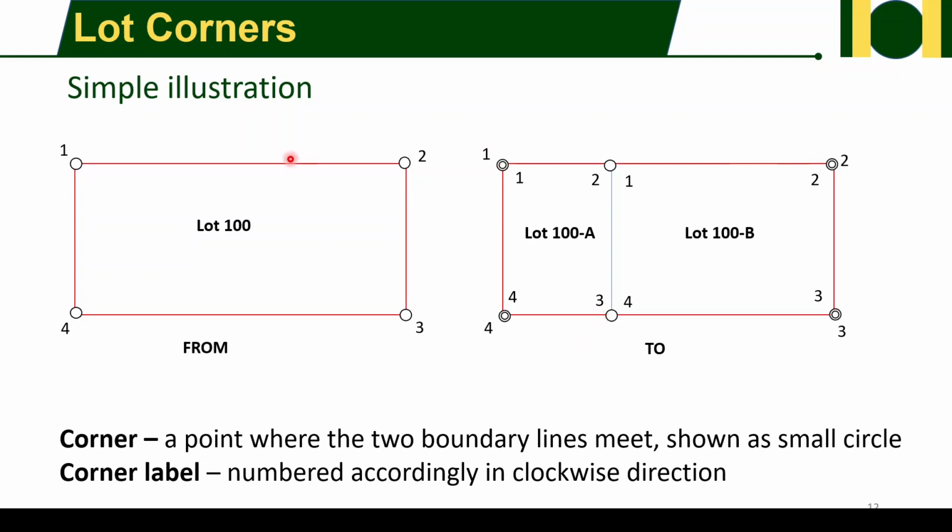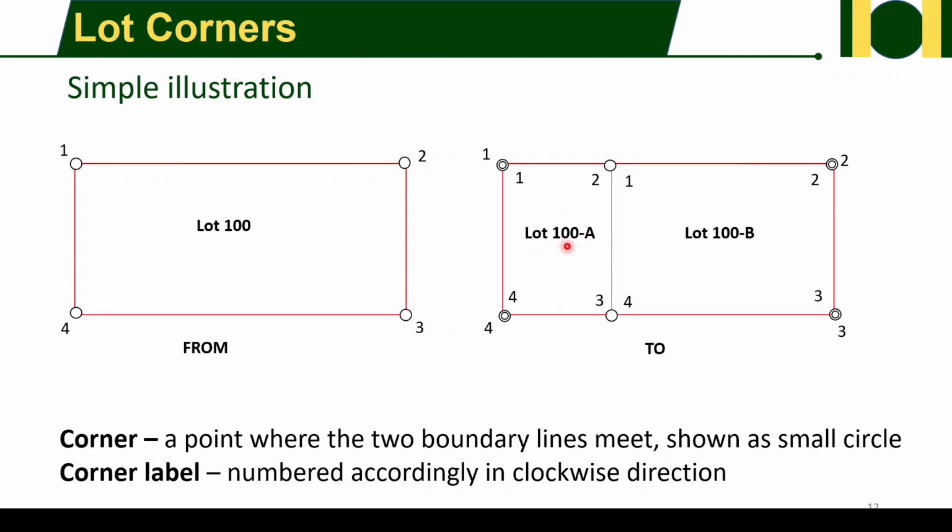Okay, the other thing that I would like to emphasize is the corner label. Corners are numbered accordingly in clockwise direction. Again, it should be in clockwise direction. For example, 1, 2, 3, 4, not as 1, 2, 3, 4 in the other direction. It should be in clockwise direction. Again, this is based on the Manual of Land Surveys in the Philippines.